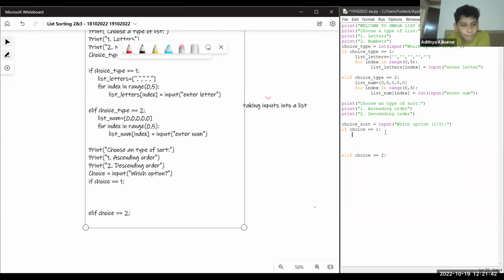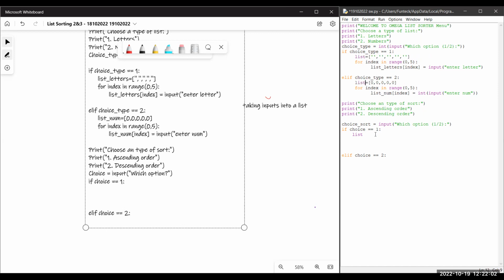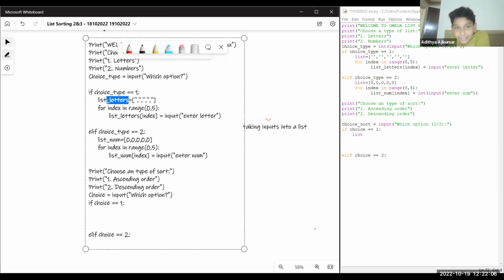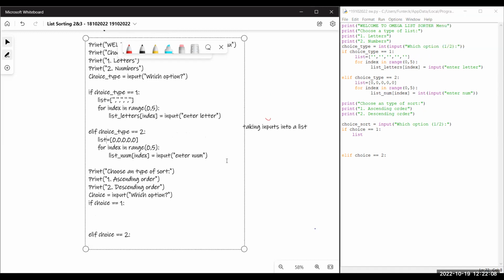But I was so stupid and dumb to not write in the first place: list underscore letters index input enter letter, and that's num for num condition. I was that dumb, bro. This is why they say you gotta revise. And how can you revise when you have some project on your head? That's true. But you have to revise and remember and not forget, because we're trying to make a lot of progress here.